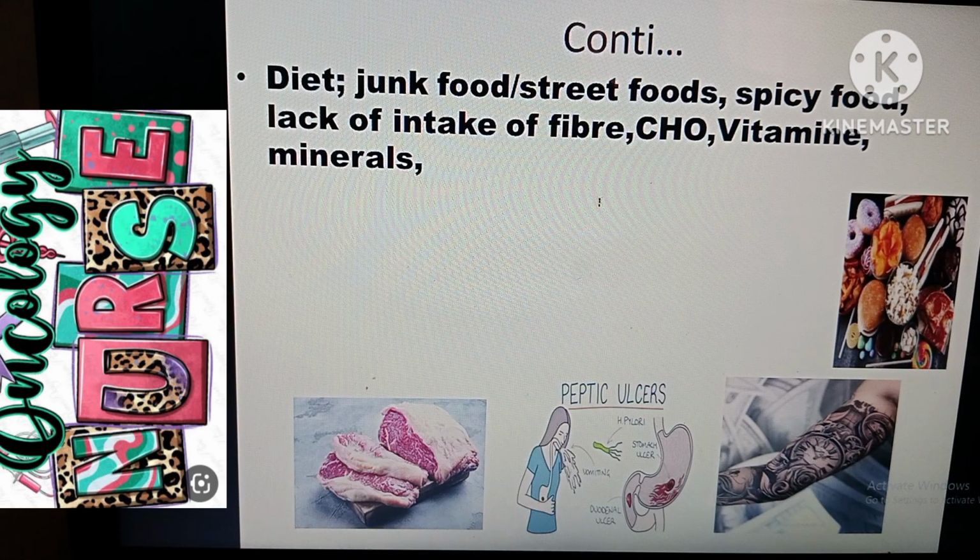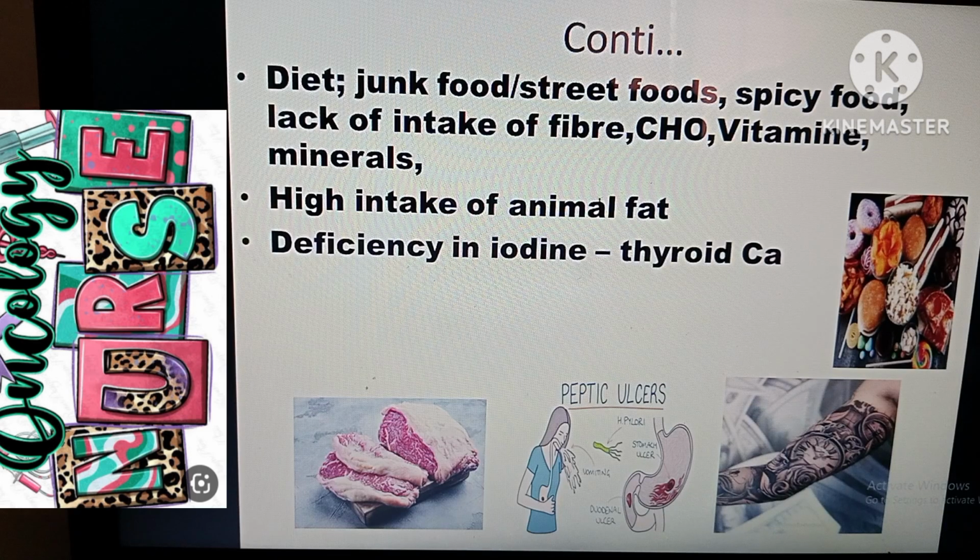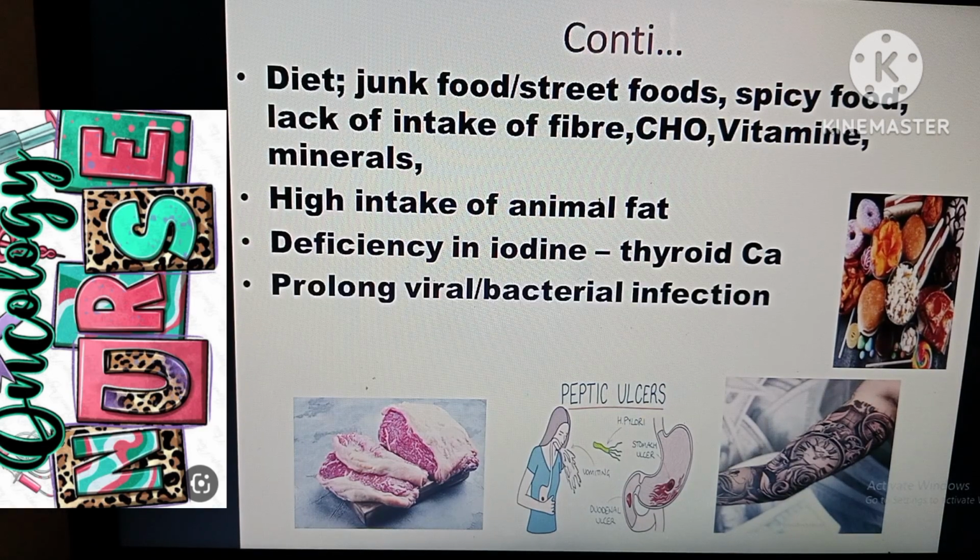So you have to take a well balanced diet which contains fiber, carbohydrate, vitamins and minerals as well as protein. High intake of animal fat, especially red meat, beef, as well as dairy products, excessive intake of dairy products, is not good. There should be a limit for each and everything. Deficiency in iodine leads to thyroid cancer. So whenever you buy salt, you have to see whether it contains iodine. You should prefer iodized salt for cooking.